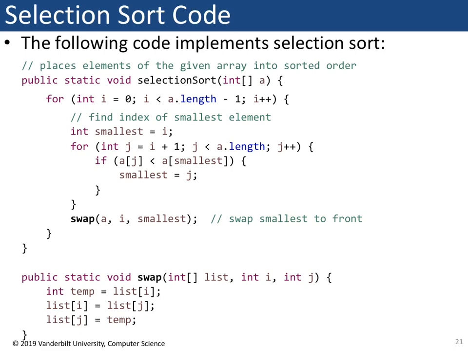Here's some code that will implement selection sort. We have an array called A being passed in as a parameter. We have a for loop here that will process this array n minus 1 times. This is the number of passes. So this implements the number of passes.